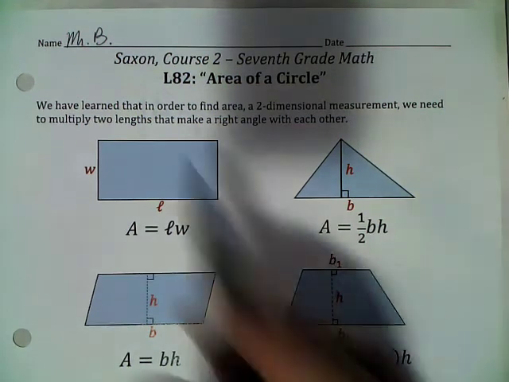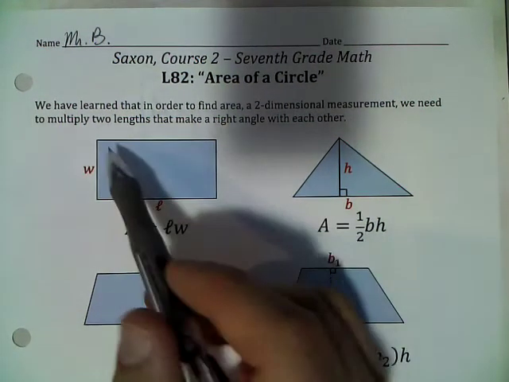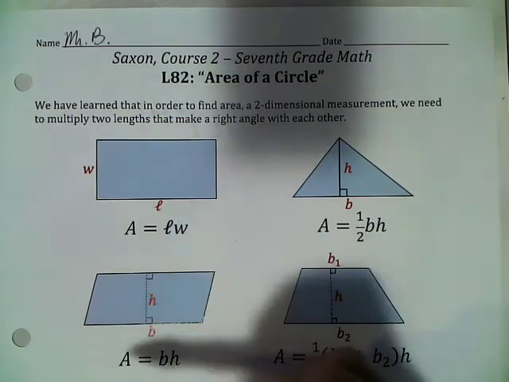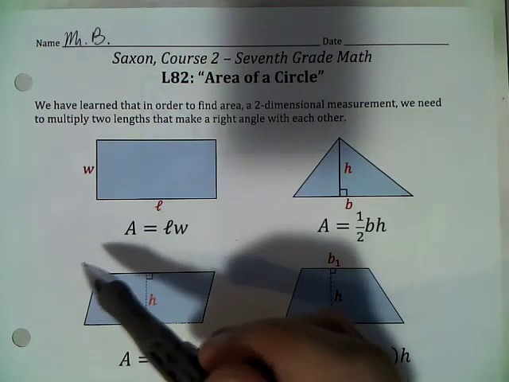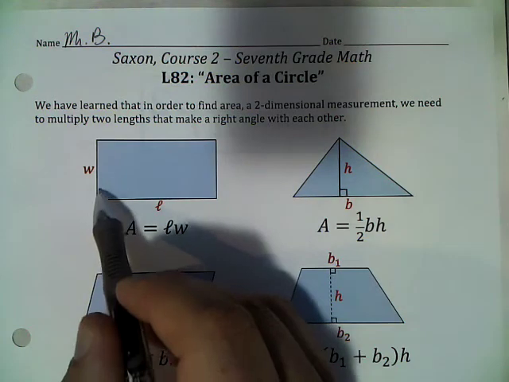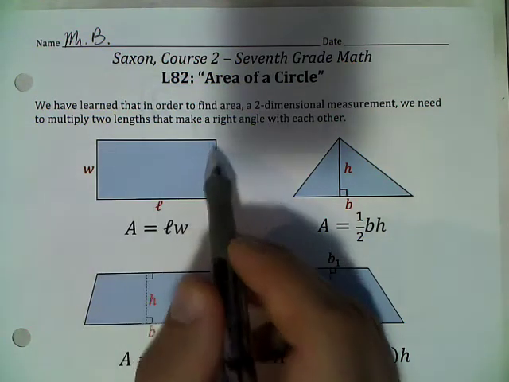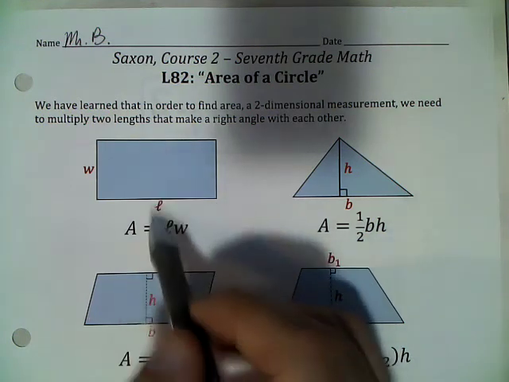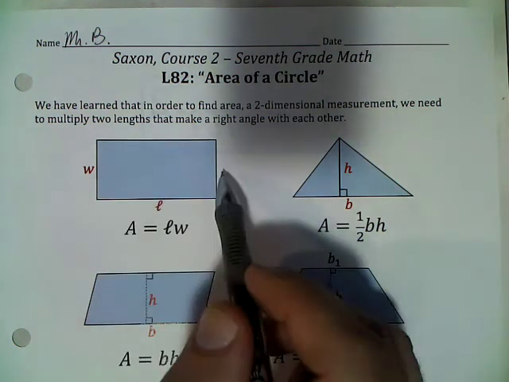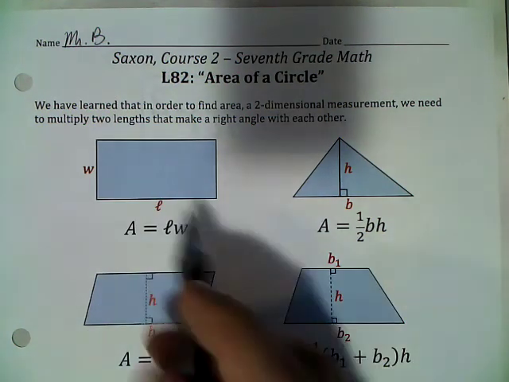So just a quick review, rectangles. The word rectangle, rect actually means right, so rectangle literally means right angle. Every angle in a rectangle is a right angle. So you just take one of the lengths times one of the widths, and you have your area.